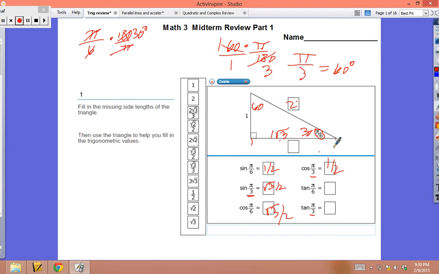And then your tangent of pi over 6, tangent is opposite over adjacent. It's 1 over square root of 3. You can't have a radical on the bottom, so you times both the top and bottom by square root of 3, and you should end up with square root of 3 over 3. But the tangent of 60 is opposite over adjacent, so it's square root of 3 over 1.